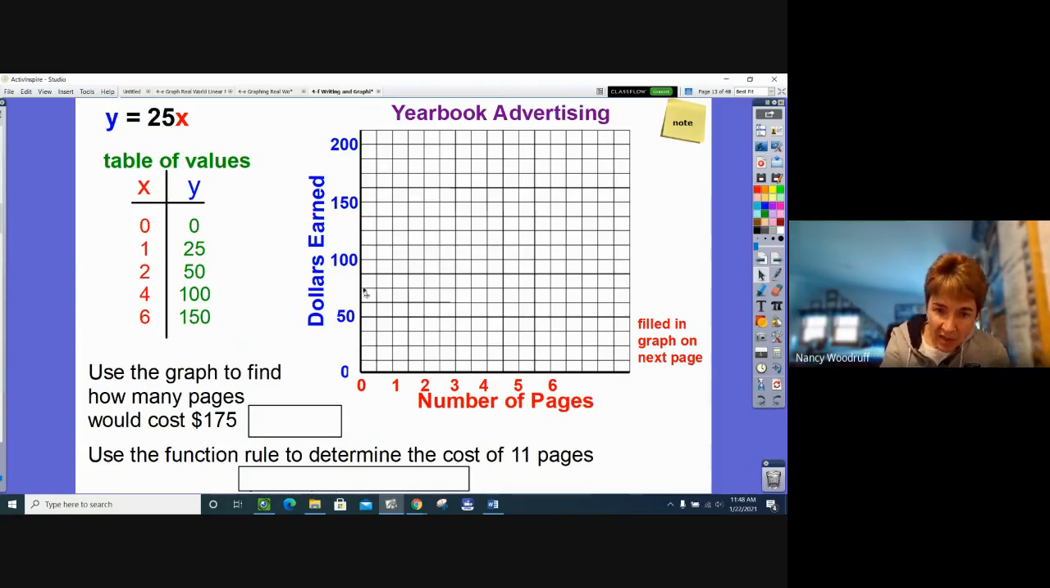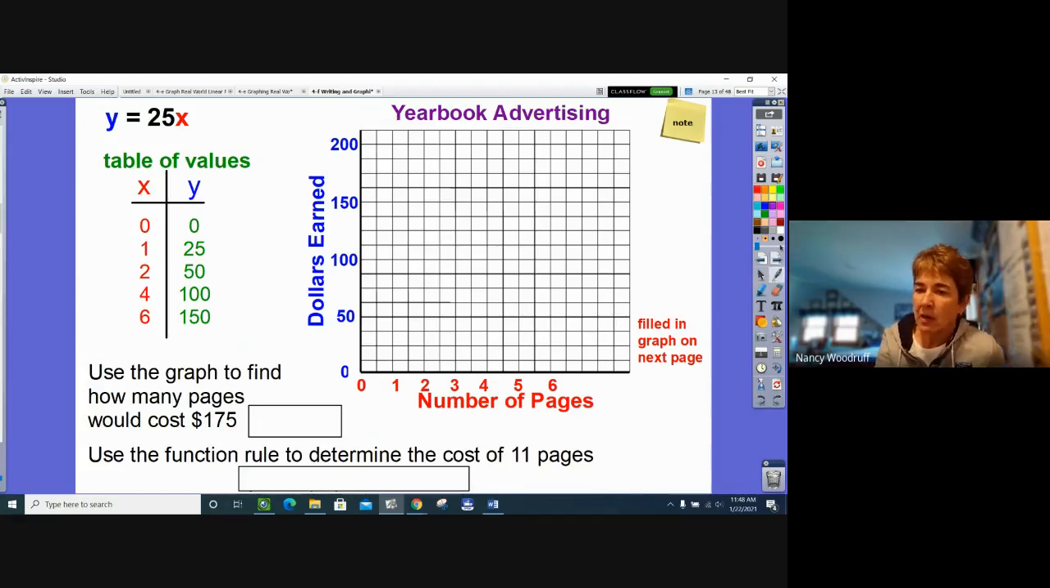And that uses most of the graph paper. So 25, 50, 2 more blocks would be 75, 2 more blocks would be 100, 2 more blocks would be 125, 2 more blocks would be 150, and 2 more blocks would be 175, and then up to the 200. You are welcome to write those numbers in between if that helps you plot the points, but you don't actually have to. So the next job is to plot the points.